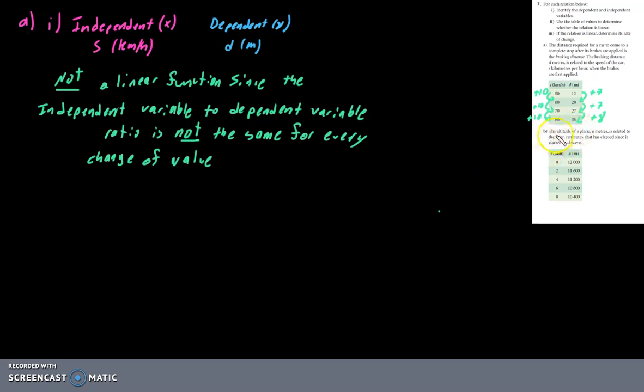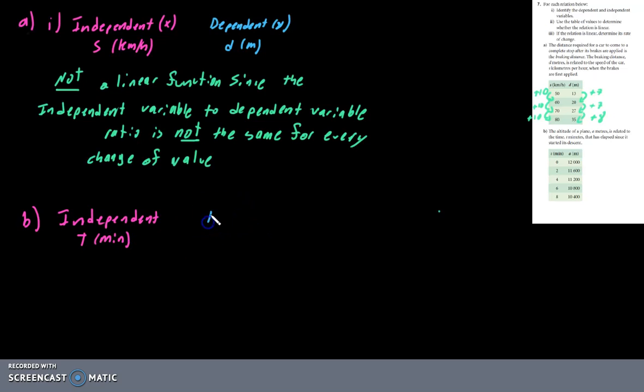Okay, let's look at the second situation. Altitude of the plane, A meters, is related to the time, T minutes, that has elapsed since it started its descent. Okay, so let's go back and do independent and dependent. We know that our independent is going to be that first column. Kind of think of it as their x values, but it's saying that their variable is t, and that's measured in minutes.